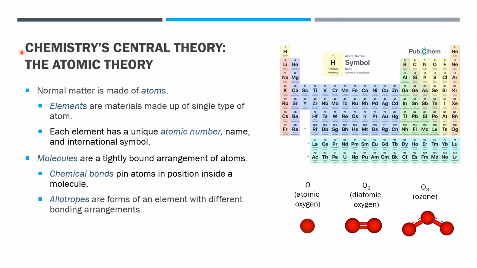So chemistry's big idea is the atomic theory. It's the idea that all normal matter is made out of atoms. Where did that idea come from?